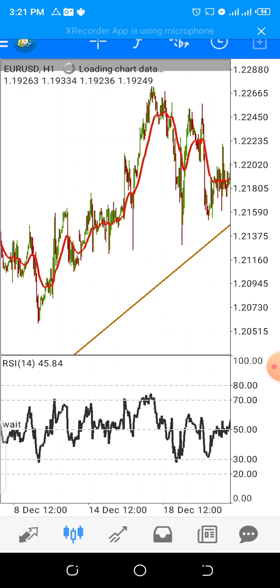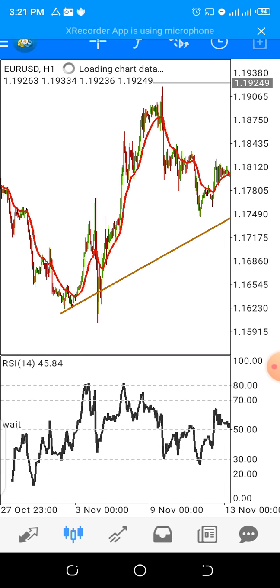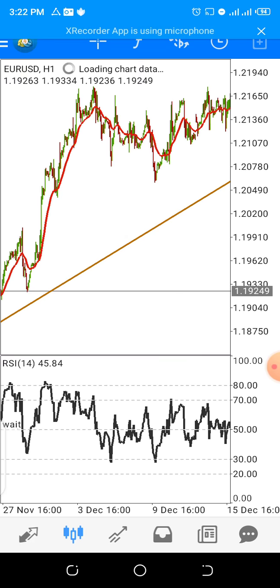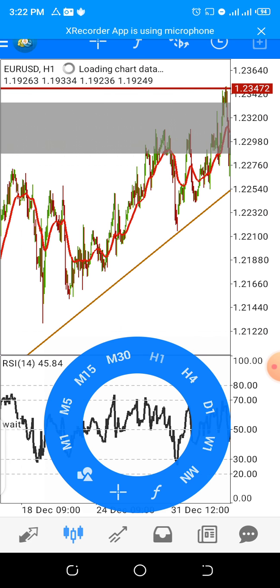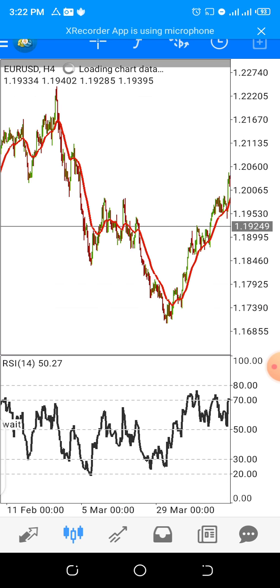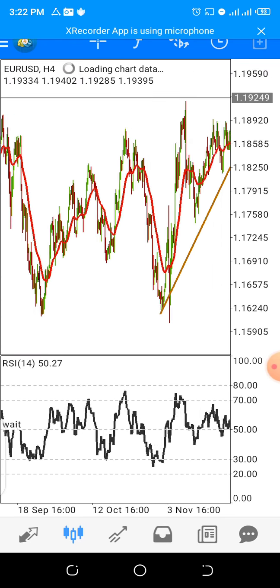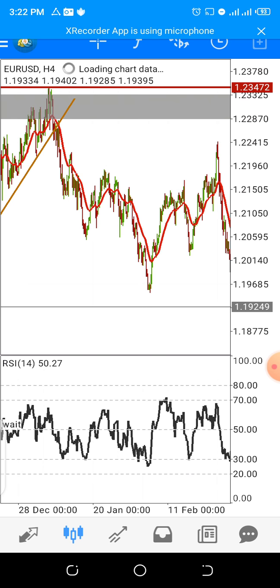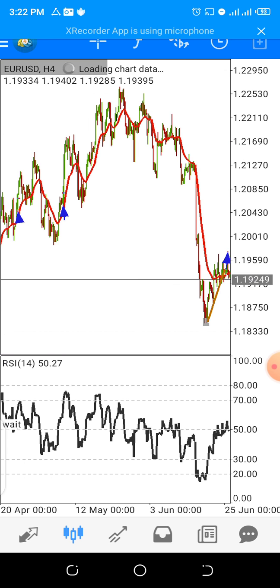Let me zoom this chart completely out. You can see this pair is EUR/USD. This is a major pair. I decided to use this pair for my illustration, and I decided to use the 1 hour time frame. You can also use the 4 hour time frame, but I can use any time frame for my illustration. Now just observe this market. The market is moving up, moving down. It's not going in the same direction. This is what we call market trend.